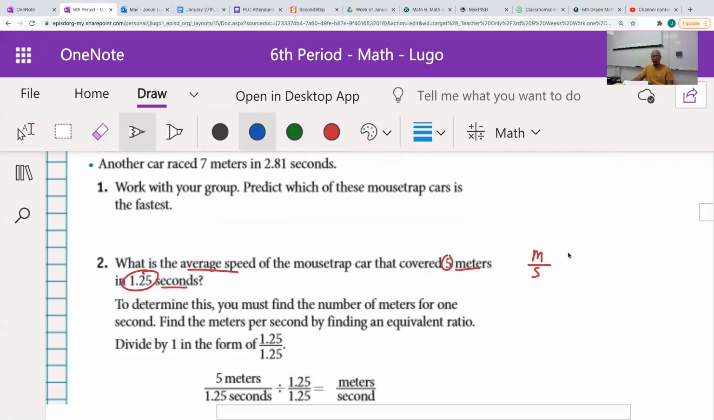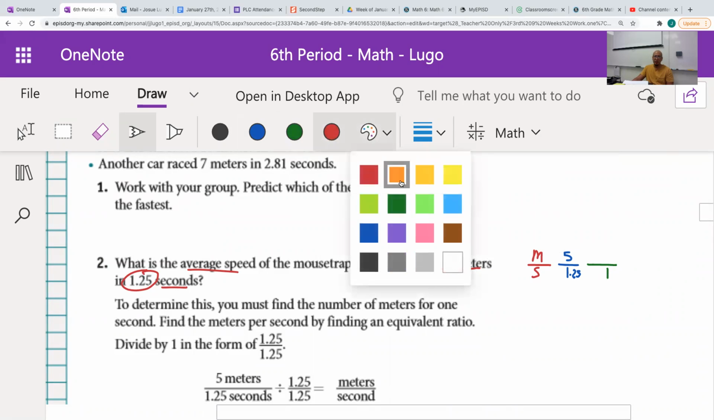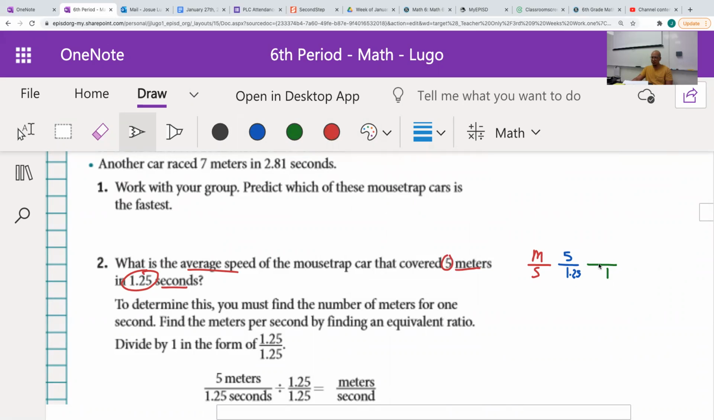So we see here that we have 5 meters in 1.25 seconds. Sorry about that. But we want to know, what is the distance, how many meters are covered in 1 second? Now, again, ladies and gentlemen, to make anything into 1, all you have to do is divide by itself. So 1.25 divided by 1.25 will give us 1. And if we do that to the denominator, let's do that to the numerator as well.